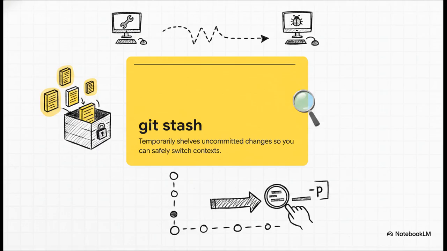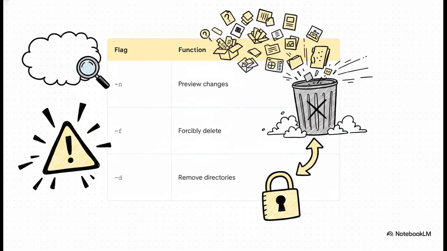And here's a great pro tip from the developer community. You can even use the -p flag with stash. This lets you interactively step through your code and stash specific changes piece by piece before you switch over to tackle that urgent bug. What if your workspace is just cluttered with untracked files or directories you want to get rid of entirely? For that, you use git clean.